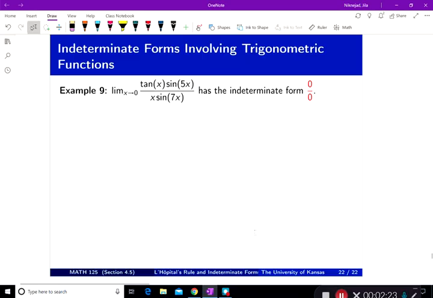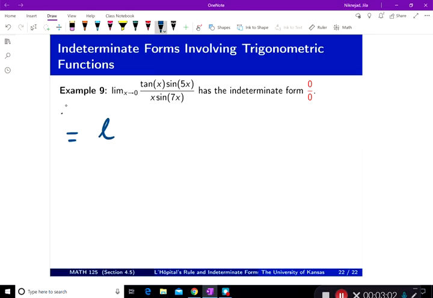Now, for the last question, we want to make sure it's understood that sometimes it's easier to use a combination of L'Hopital's rule and other rules that you know to calculate the limits. Over here, if I plug in 0, I get 0 over 0 on top and bottom. But if I use L'Hopital's rule directly, it's going to be really difficult taking the derivative.